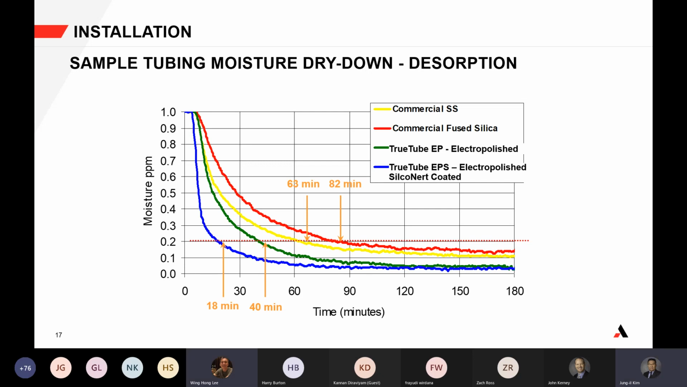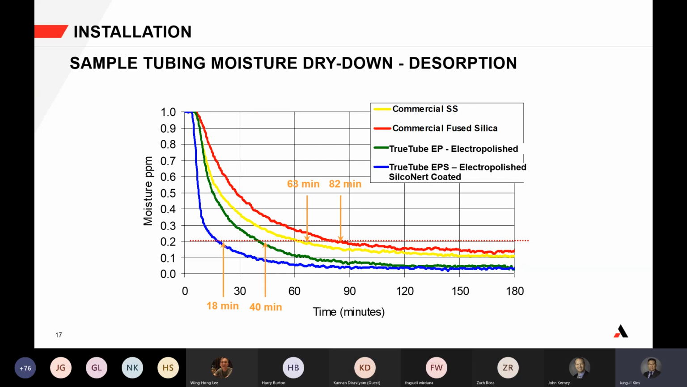This slide shows another test done by O'Brien that shows moisture dry down of various grades of sample lines. Electropolish with fused silica had the fastest dry down time. Next was electropolished, followed by commercial grade with fused silica. The longest dry down time was regular commercial grade tubing.